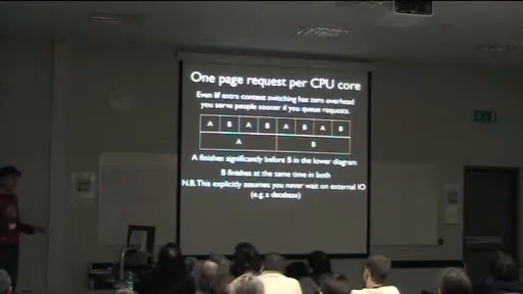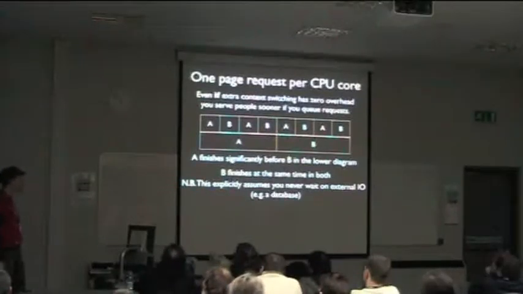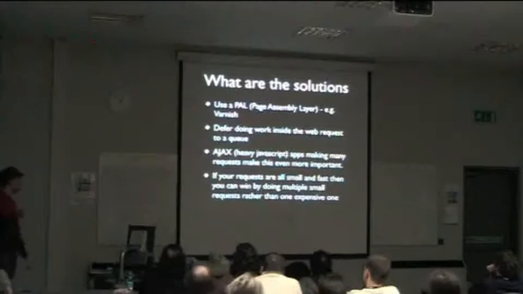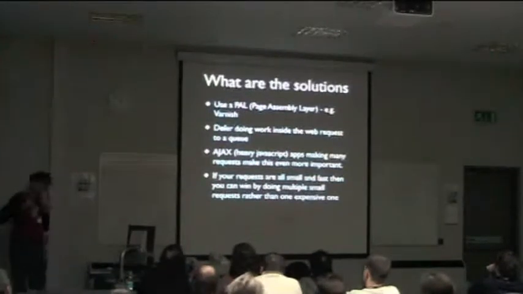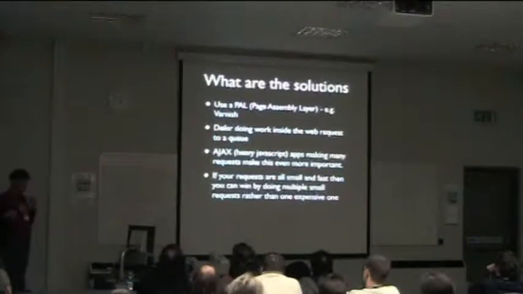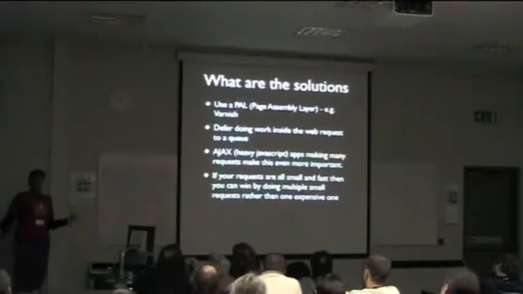That's 10% less work happening because I'm context switching. So you don't want context switching, it's expensive. So what are the solutions to make web pages go really fast? Use a page assembly layer of some sort, which I'm not going to talk about at all here. Defer doing work inside the web request.